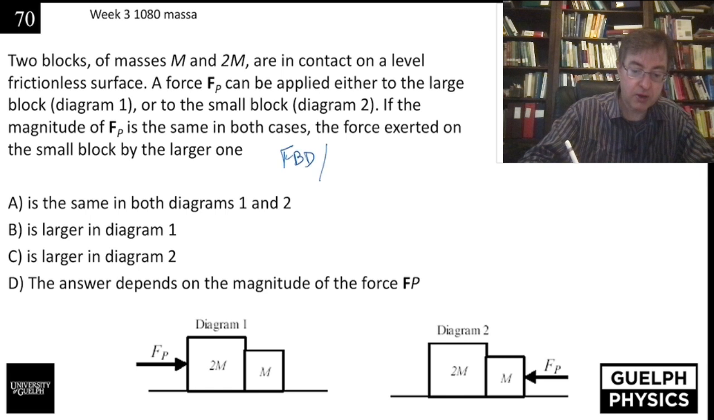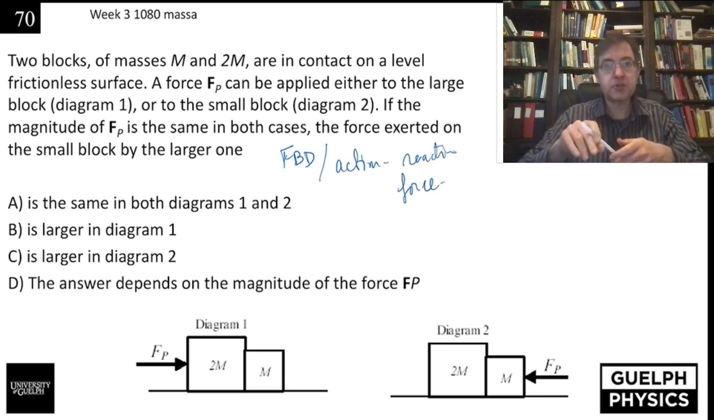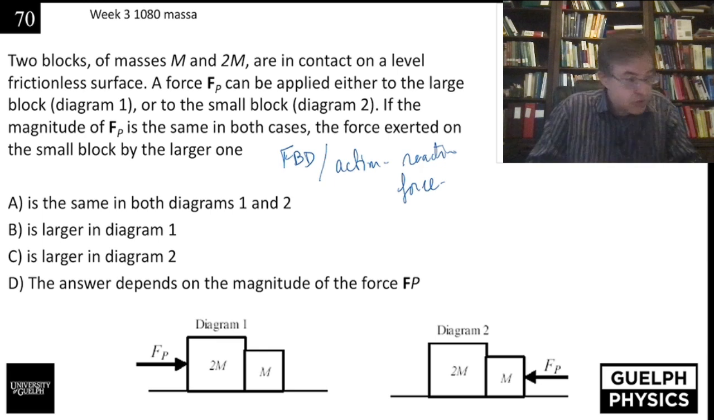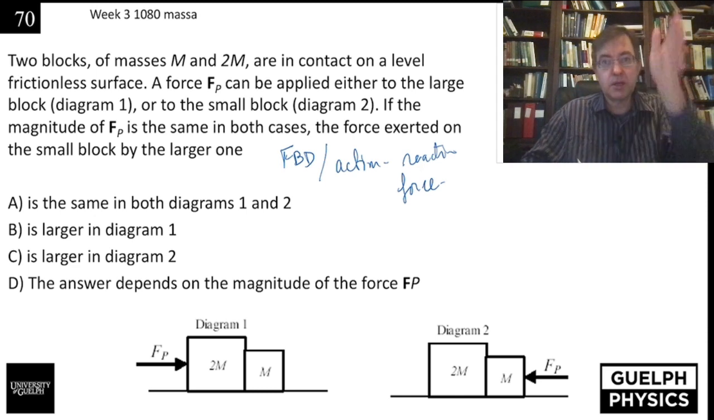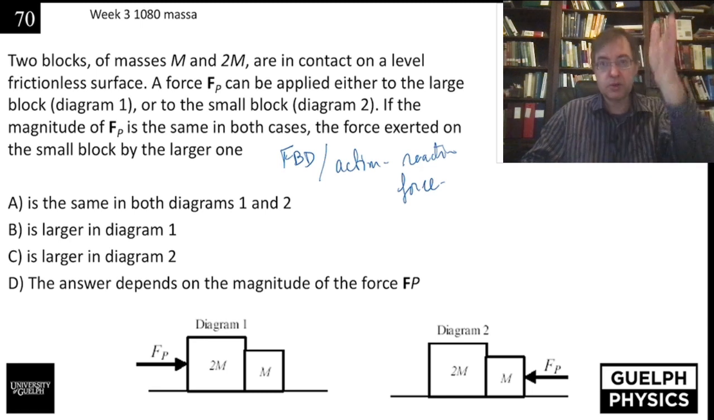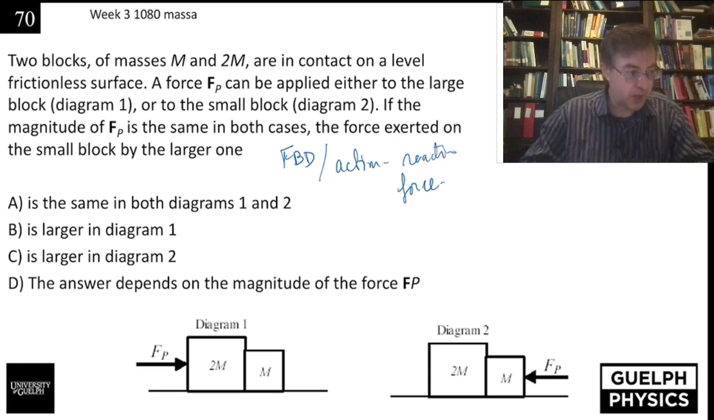This is a free body diagram and an action-reaction force problem. The action-reaction force is because of the phrasing: the force exerted by the small block on the larger one, and the force exerted on the large block by the smaller one would be the reaction to that. So the way to approach this problem is to realize, first of all, it's a frictionless surface, so we don't need to calculate any forces in the vertical direction. They're not relevant because there's no friction, which would depend on a vertical normal force. So we don't have to worry about that.